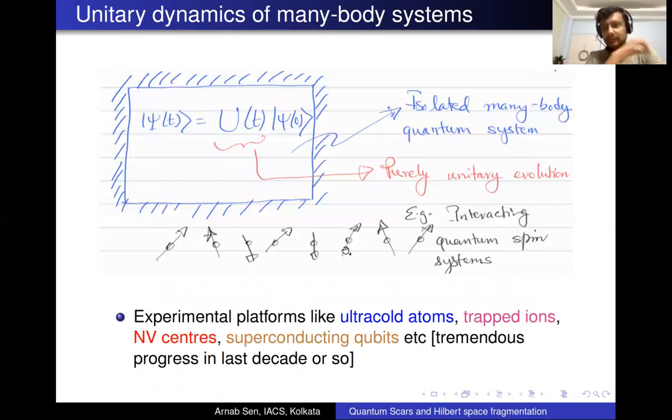So Arnab, I have a question, if you don't mind. Yes. Probably we'll discuss it, but I'm just asking. It's regarding this thermalization thing that you have, probably we'll discuss.